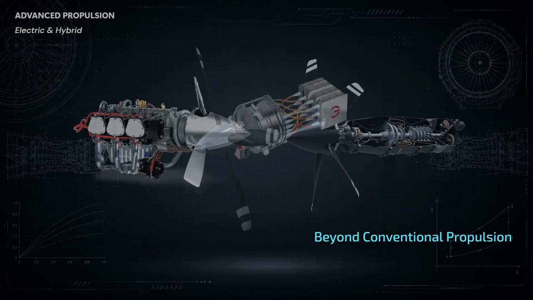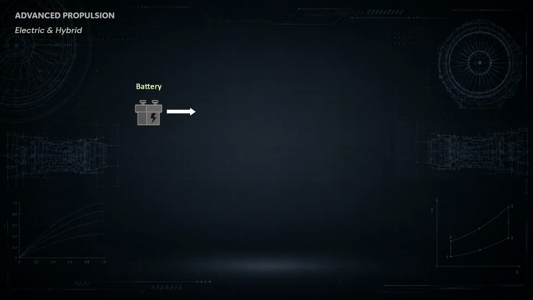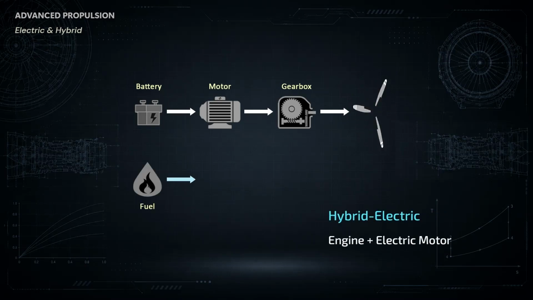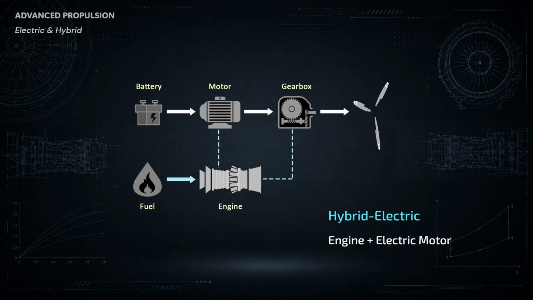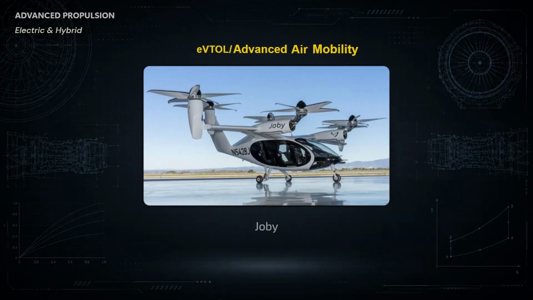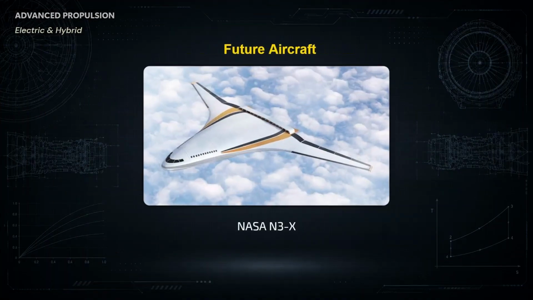Aircraft propulsion is also moving beyond conventional piston and gas turbine engines. Electric propulsion uses electric motors to drive propellers or fans. Hybrid electric systems combine electric propulsion with another energy source, such as a turbine or piston engine. These technologies are being investigated for applications ranging from small aircraft and advanced air mobility to larger future aircraft.